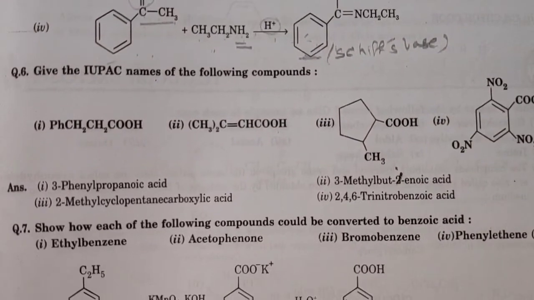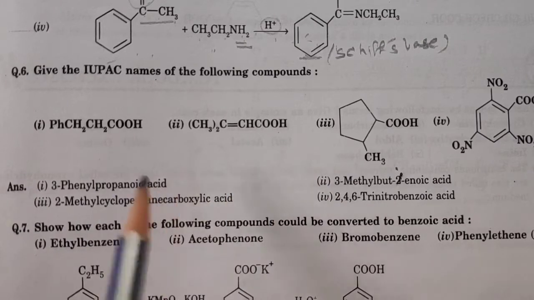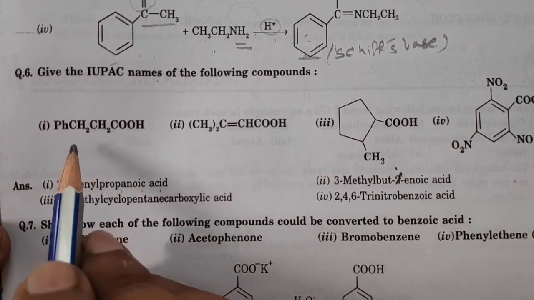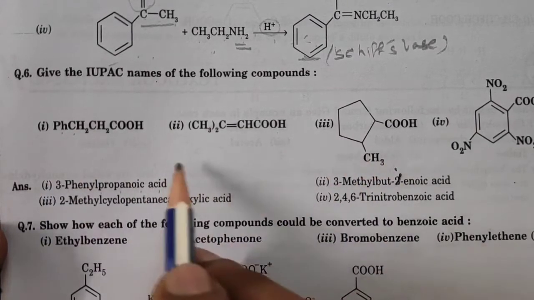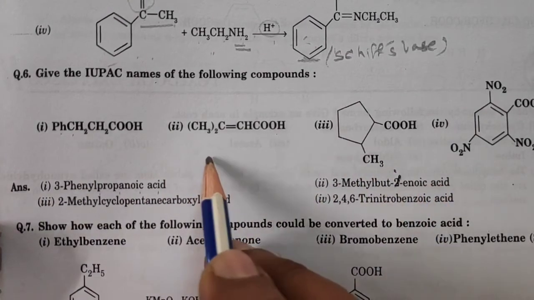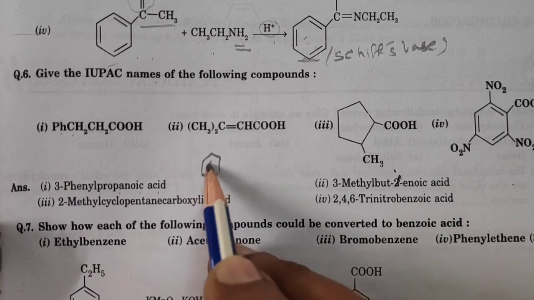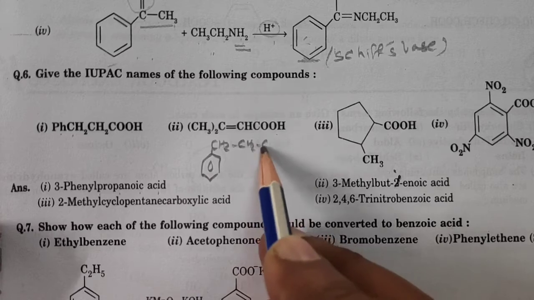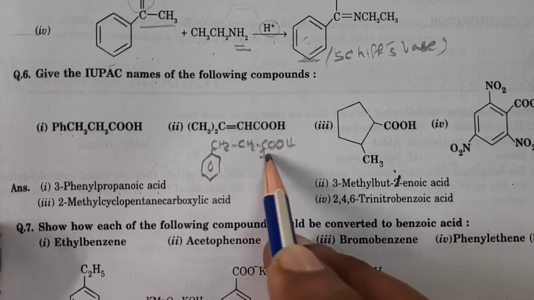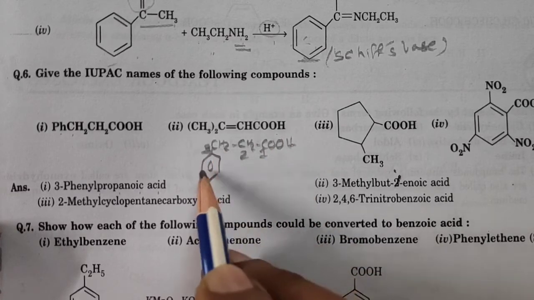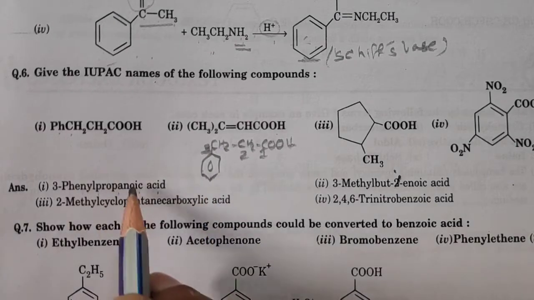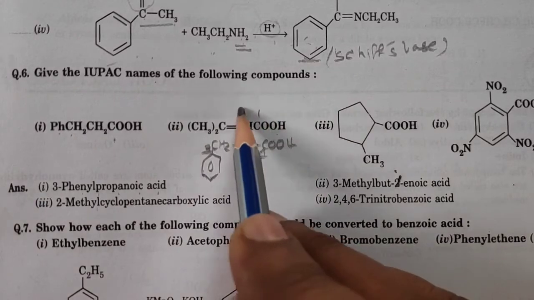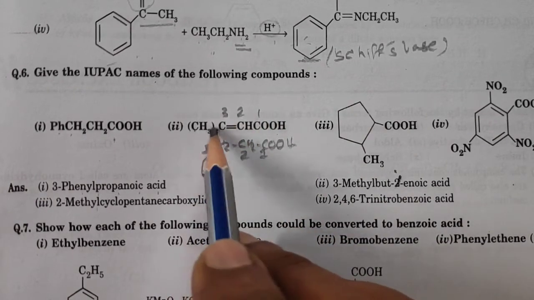Then in-text question 12.6, give the IUPAC name. So it is simple, 3-phenylpropanoic acid. If you don't understand, you can draw the structure. I will draw the structure here: CH2 and COOH. So 1, 2 and 3. So 3-phenyl at the third position, this phenyl group. So 3-phenylpropanoic acid.